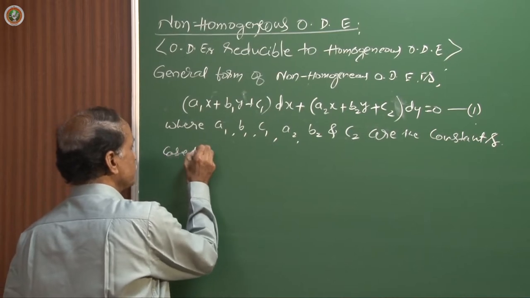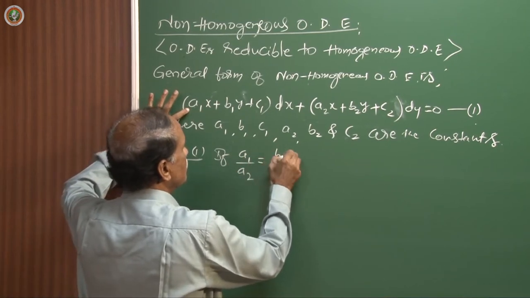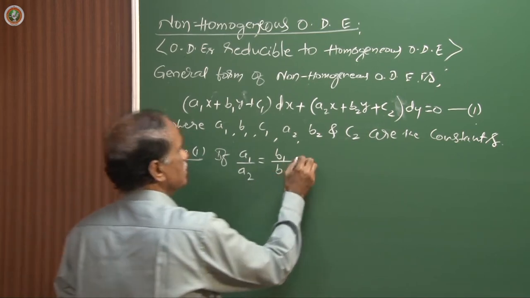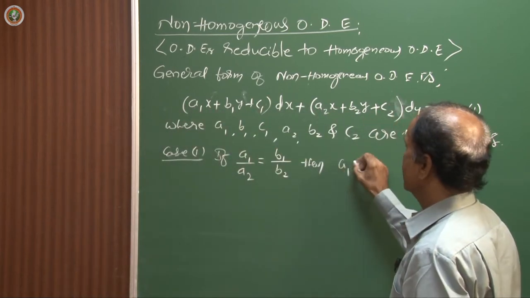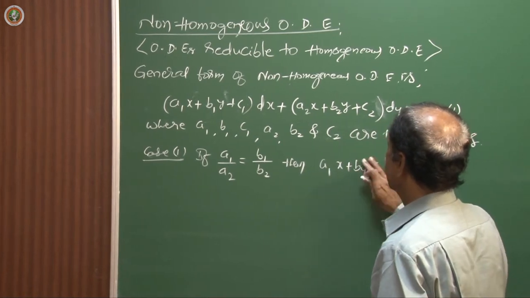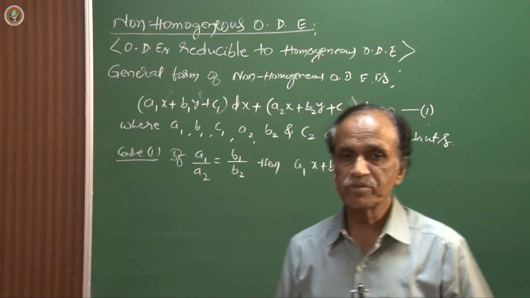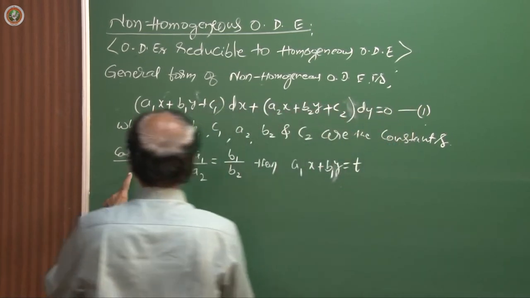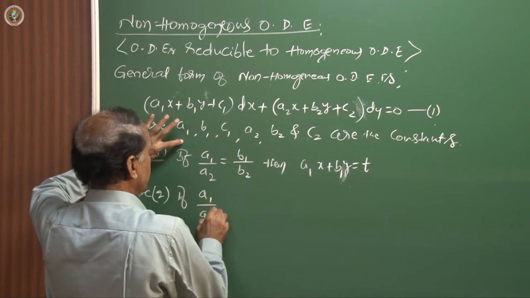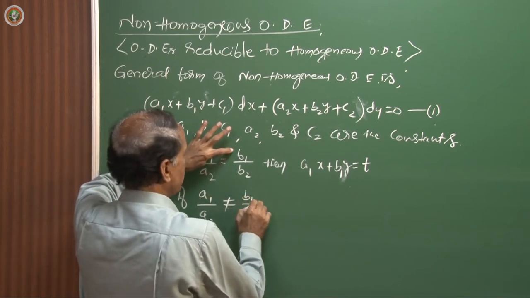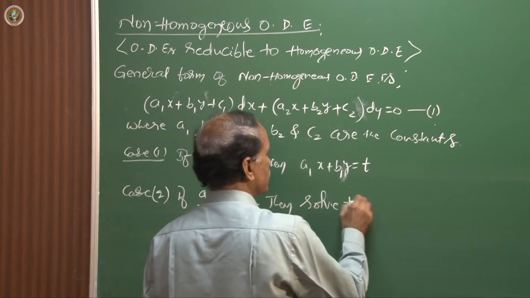So, in case 1, if a1 by a2 is equal to b1 by b2, then you have to consider a1x plus b1y equal to some other symbol, because this type you have already studied in the previous homogeneous type, right? Then in case 2, if a1 by a2 is not equal to b1 by b2, then solve for x and y.